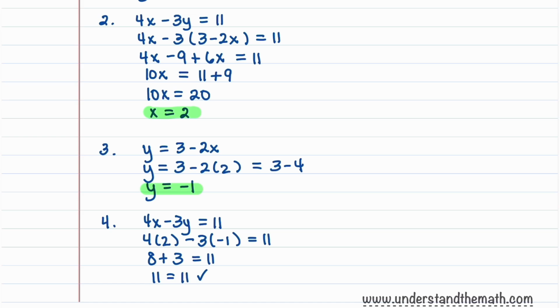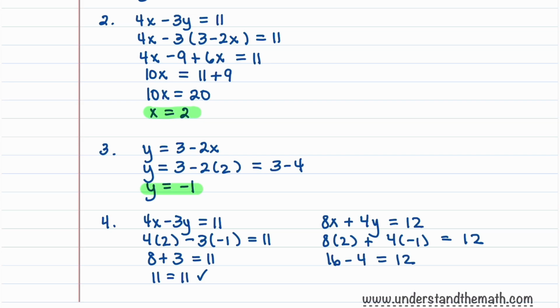Now let's check our second equation. That equation is 8x plus 4y is equal to 12. We're going to let x equal 2. So we have 8 times 2 plus 4 times negative 1 is equal to 12. This gives us 16 minus 4 is equal to 12. So we end up with 12 is equal to 12, which is great. That means our solution works. So let's go ahead and write down that our solution is x equal to 2, y equal to minus 1.